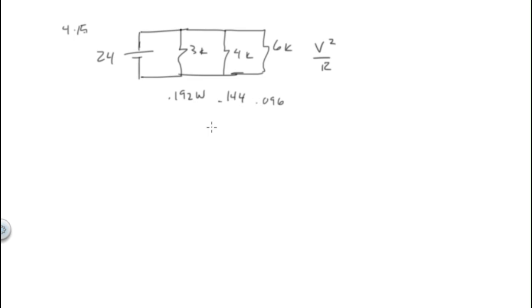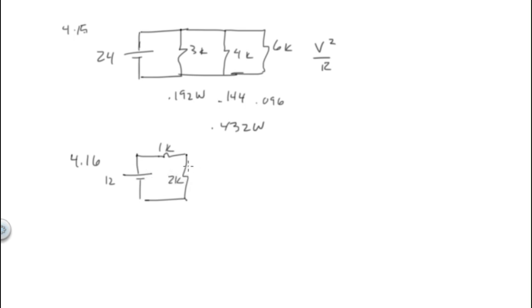I get 0.432 watts. Okay. Now we go to C. Here we have to find the voltage across each resistor. So let's say 12 volts, and I have 1K up here, and I have 3K and 6K, so I'm going to say it's parallel would be a 2K here.